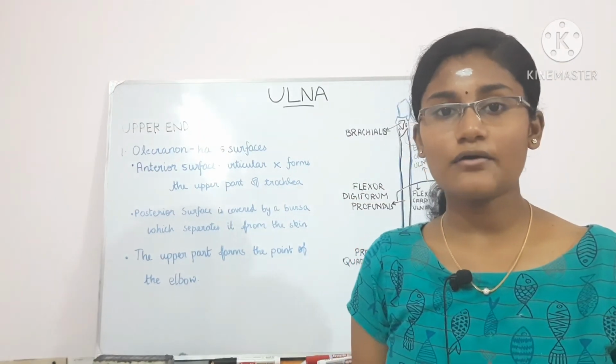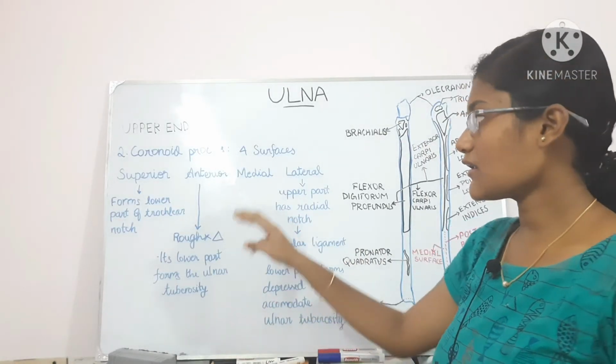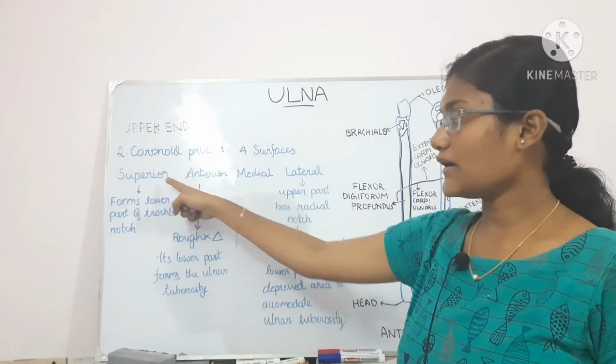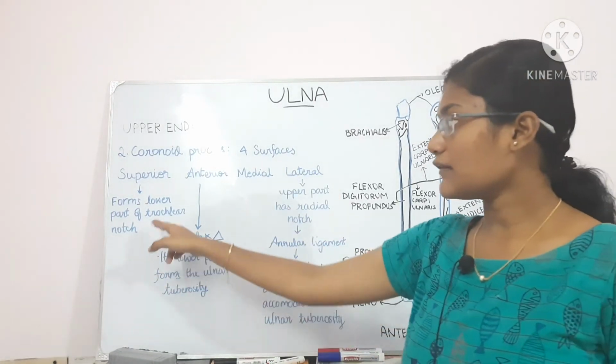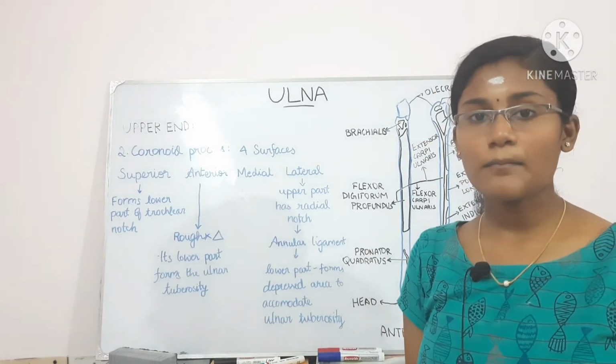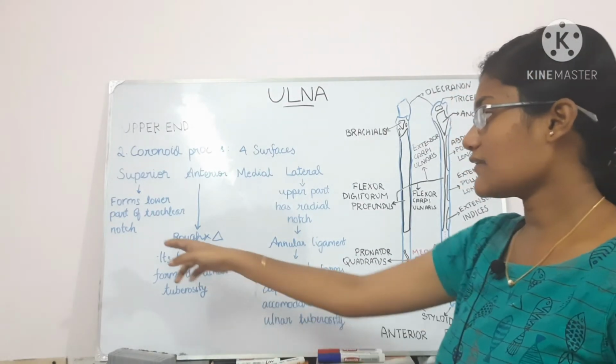Now let's talk about the coronoid process. The coronoid process has 4 surfaces, that is the superior surface, anterior surface, medial surface and lateral surface. The superior surface forms the lower part of the trochlear notch and it is articular.